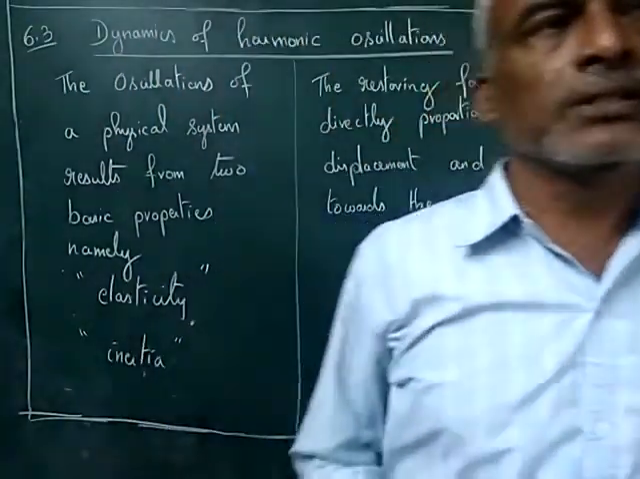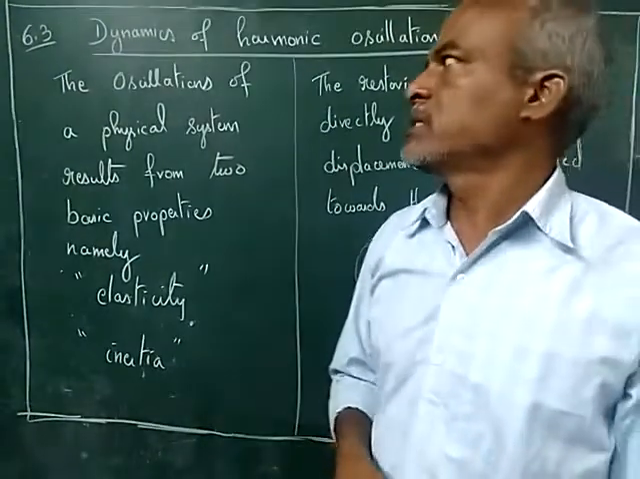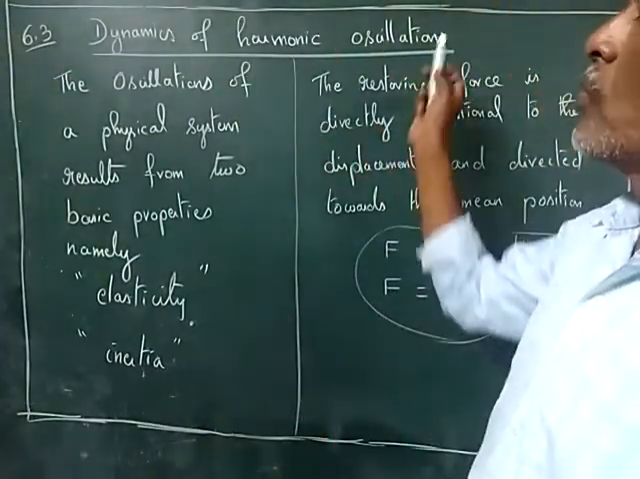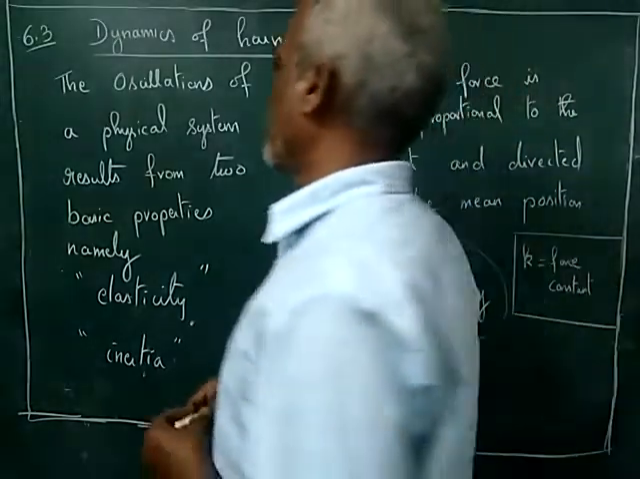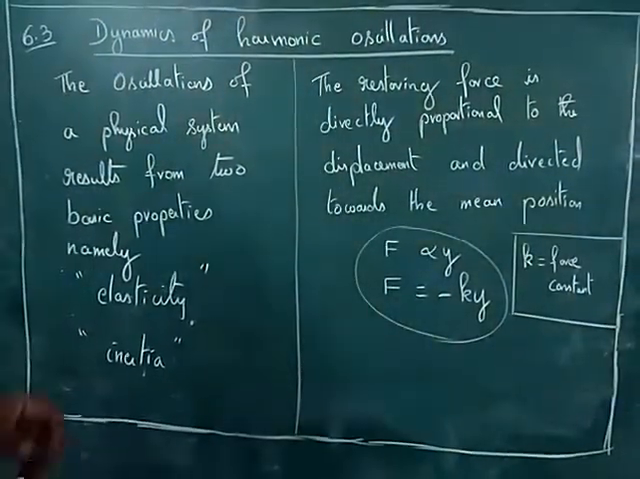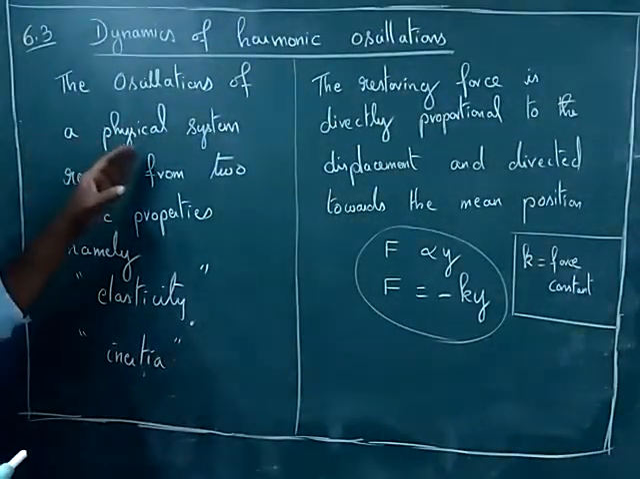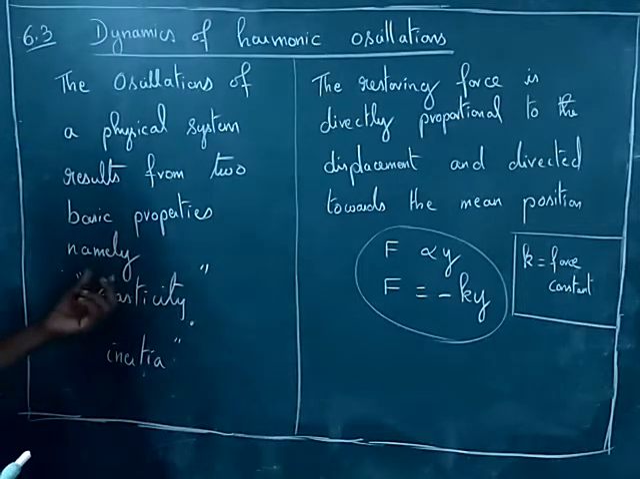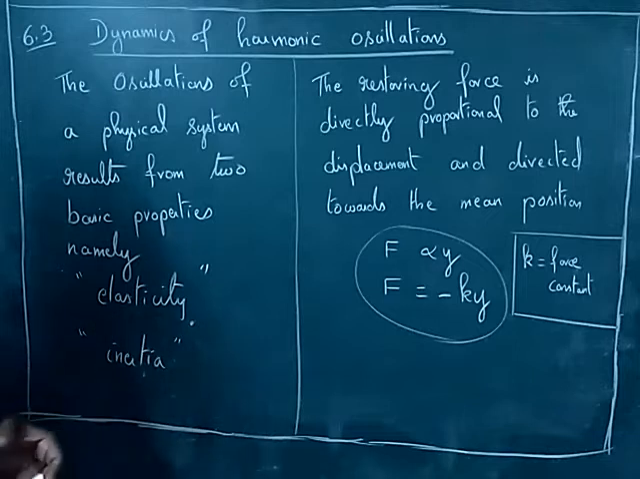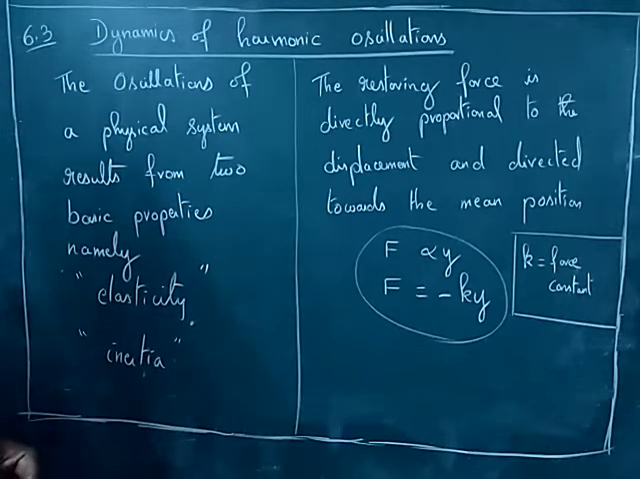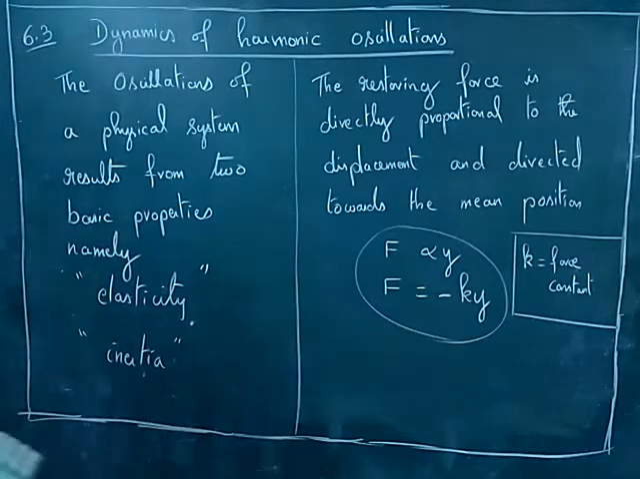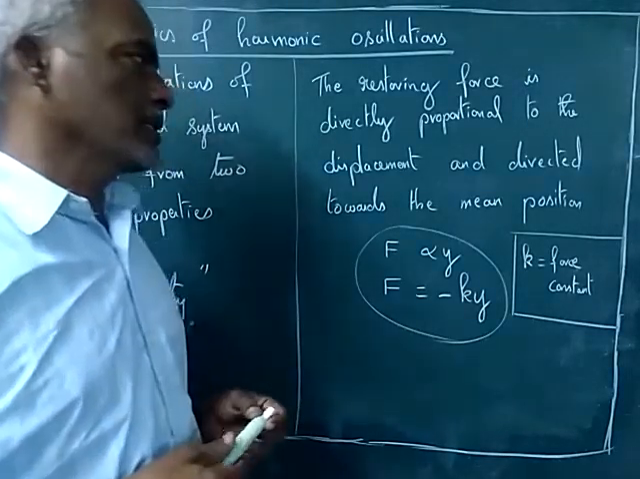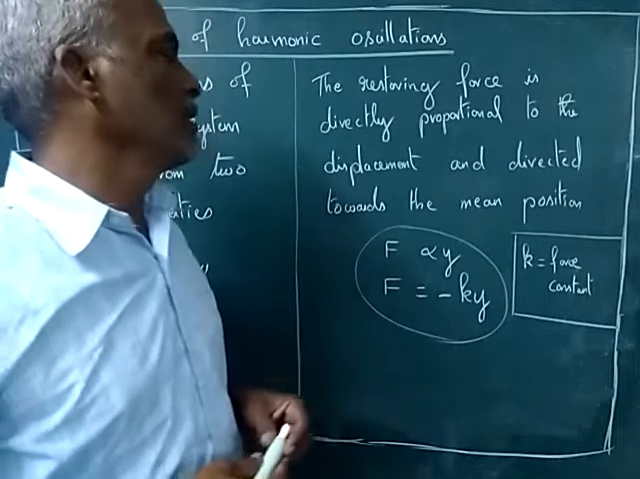Hello viewers, today we are going to see about dynamics of harmonic oscillations. The oscillations of a physical system result from two basic properties, namely elasticity and inertia. So to prove this statement, we once again go back to our earlier system.